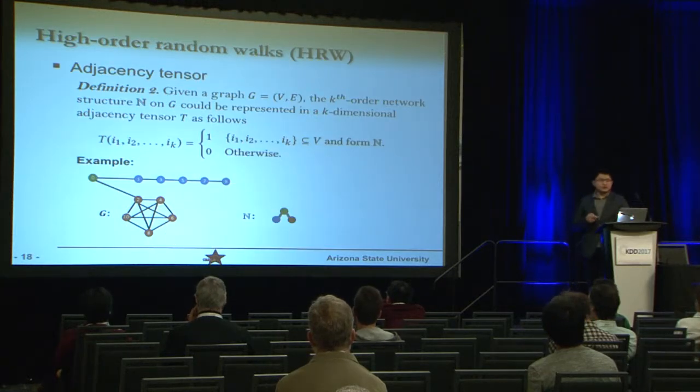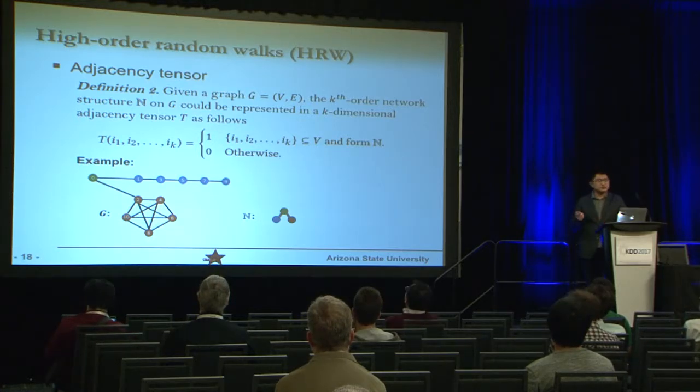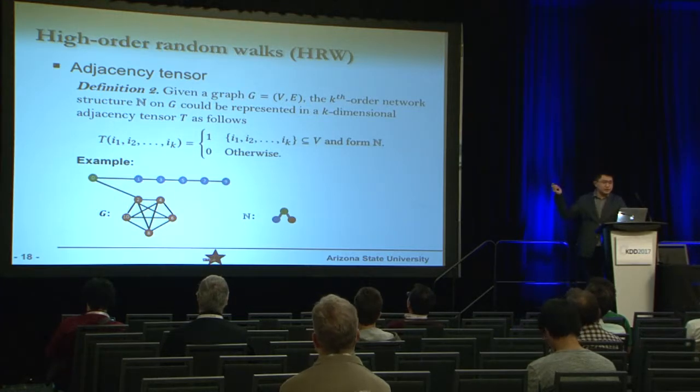To explore and model the high-order network organizations in the given network, we use the technique of high-order random walks. So here are the definitions of the adjacency tensor and transition tensor for high-order random walks. Here is the adjacency tensor definition. Basically, each entry of the adjacency tensor indicates whether the set of nodes I1, I2 until Ik can form a user-defined structure N or not. If yes, it equals 1. If not, it equals 0.